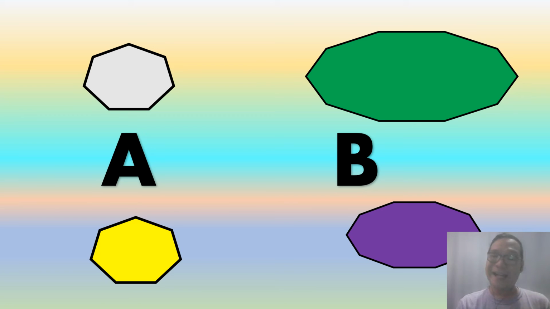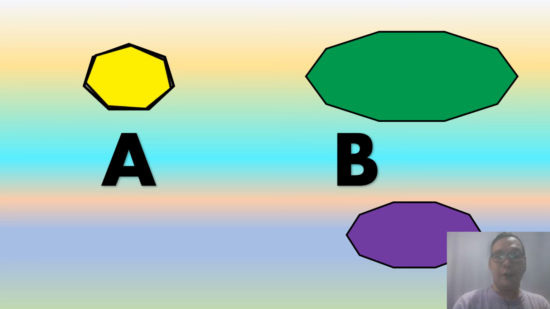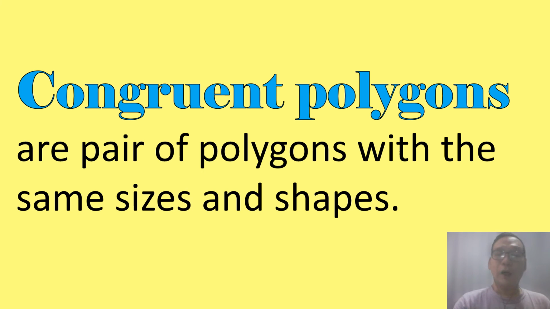So set A represents what we called congruent polygons. So what are congruent polygons? Congruent polygons are pairs of polygons with the same sizes and shapes.